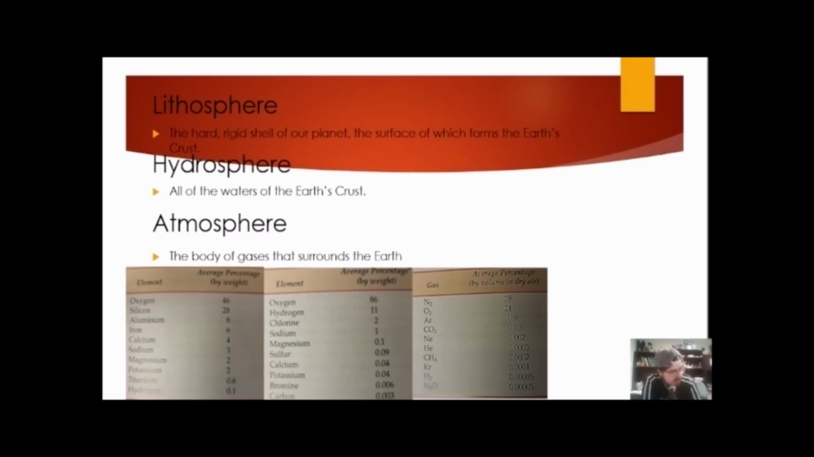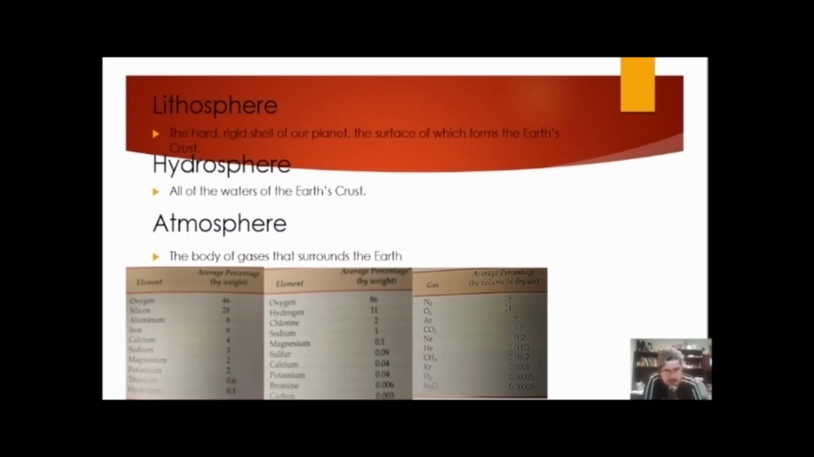And the crust is mostly silicates, which is silicon and oxygen. As we can see on this chart, oxygen is the most abundant at 46, followed by silicon at 28 by weight, then aluminum, iron, calcium, sodium, magnesium, potassium, titanium, and hydrogen. Now, that's not to say there's not a ton of other metals in there. It's just they're too small to be a good percentage.